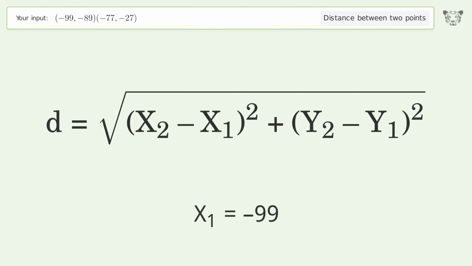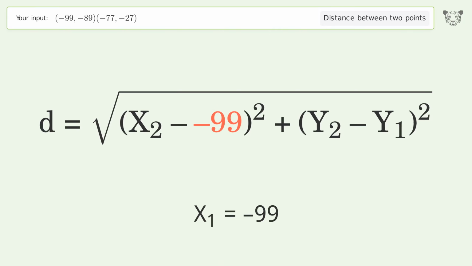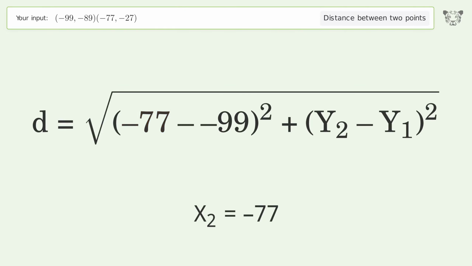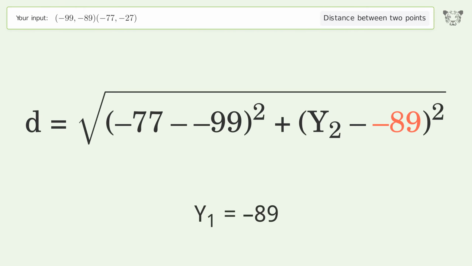x1 equals -99. x2 equals -77. y1 equals -89. y2 equals -27.